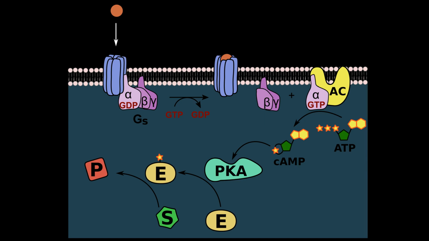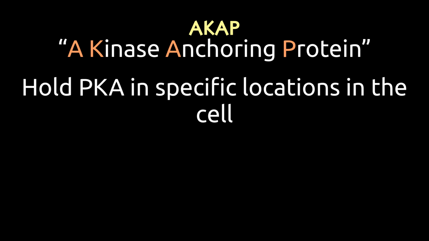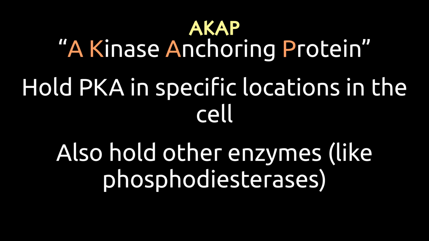Another thing that's interesting here is a protein called AKAP, which is a kinase anchoring protein. What it does is it holds PKA in a specific location in the cell. So we can hold on to PKA and keep it anchored somewhere. And this is good because then we can also hold other enzymes in close relationship to the PKA. For instance, maybe whatever enzyme is going to phosphorylate.